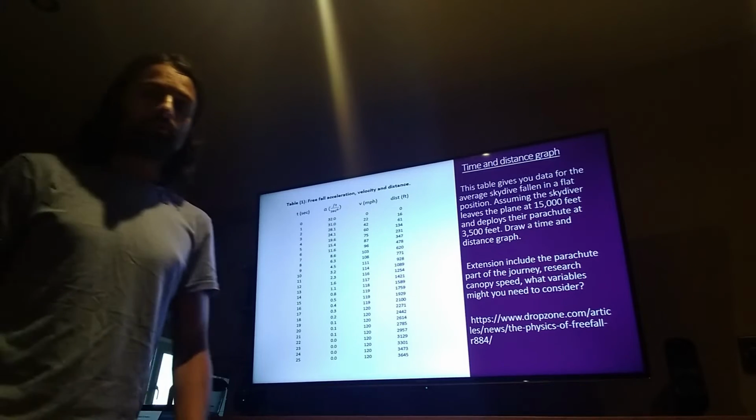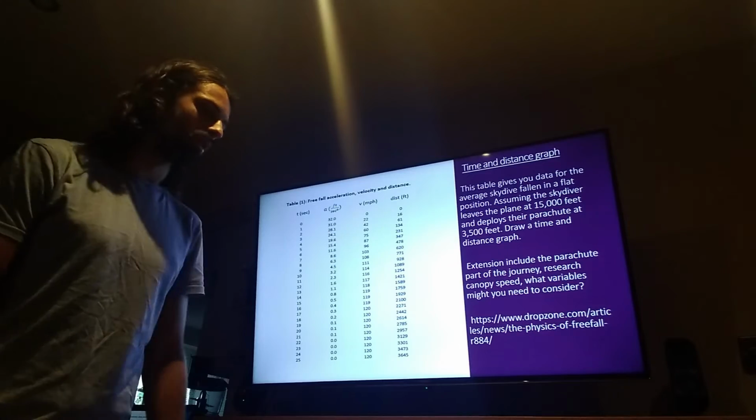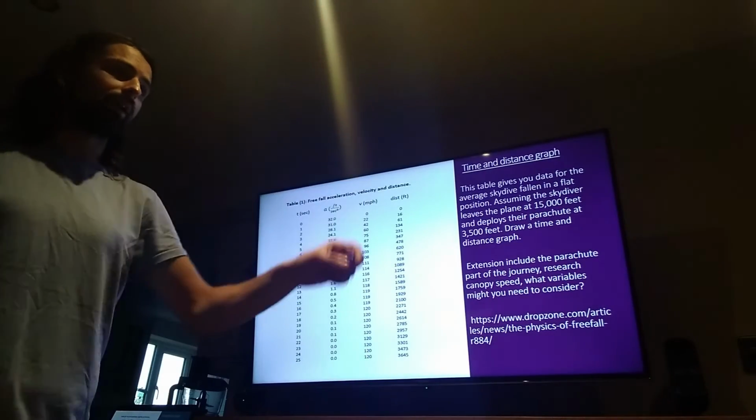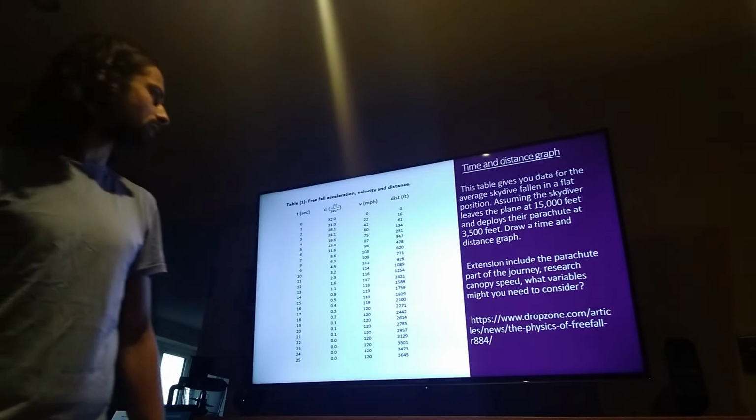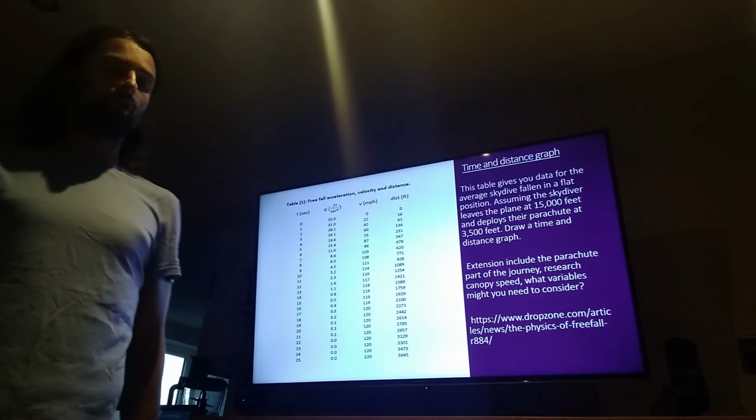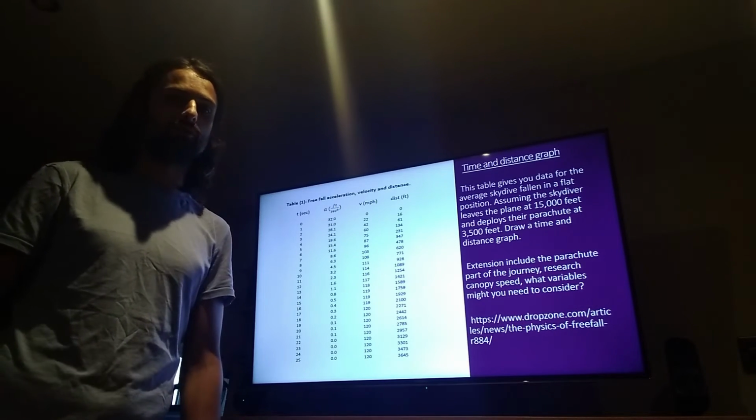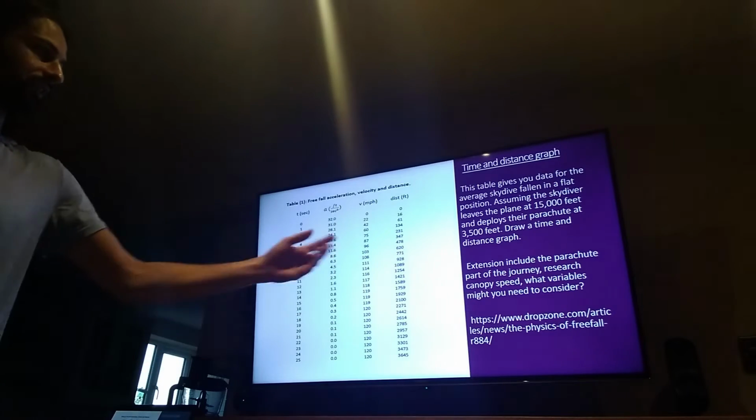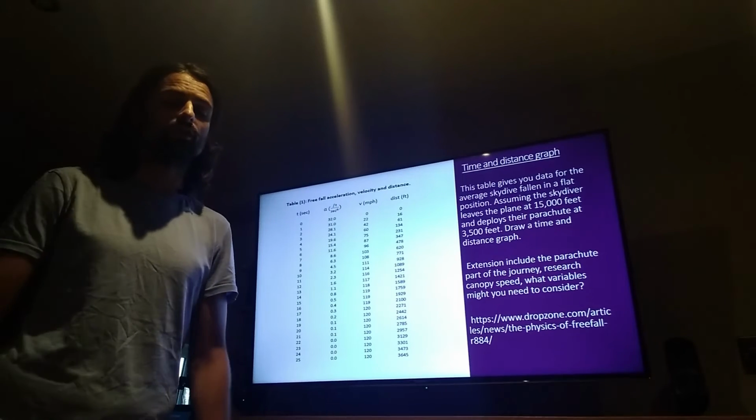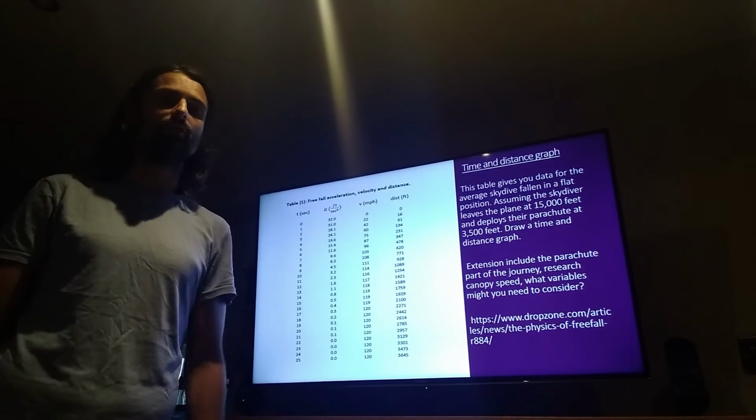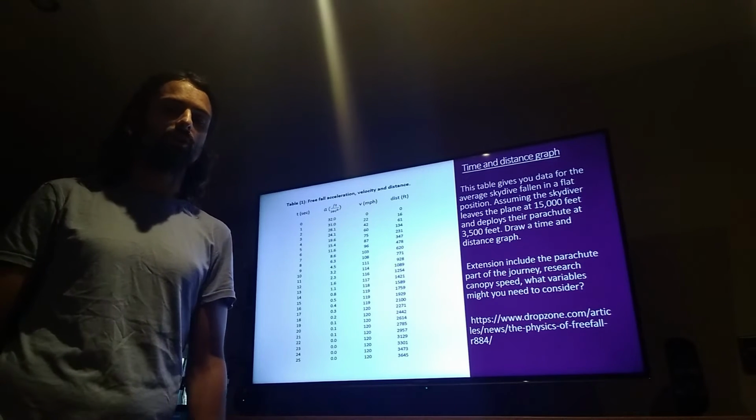So I want you to use this data to draw a time distance graph. Put your altitude on the y-axis and your time on the x-axis. And I want you to assume the skydiver leaves the plane, in this case at 15,000 feet, and deploys their parachute at 3,500 foot. As an extension activity, you can try and put in the parachute part of the journey, have a little research into canopy speeds, and think about some of the different variables you might need to consider to complete this part of the journey and to finish off your graph.